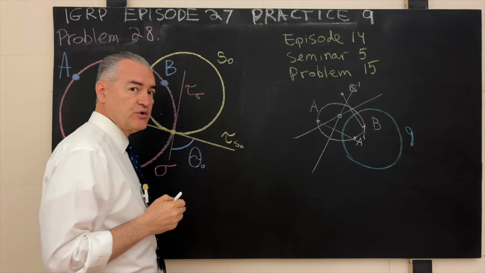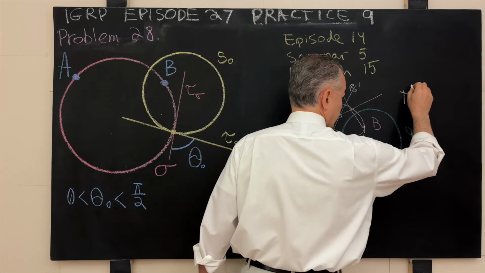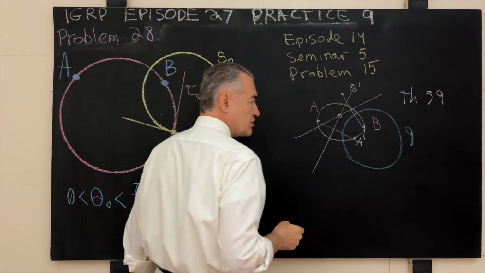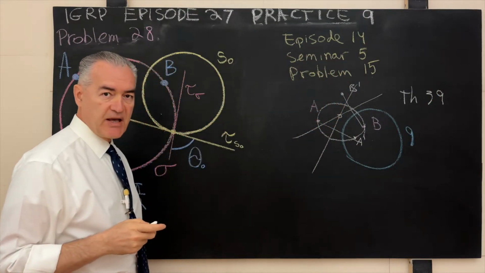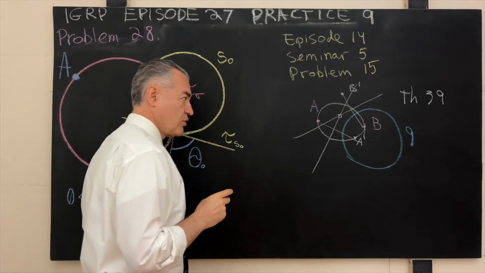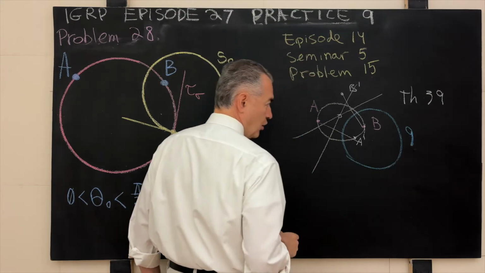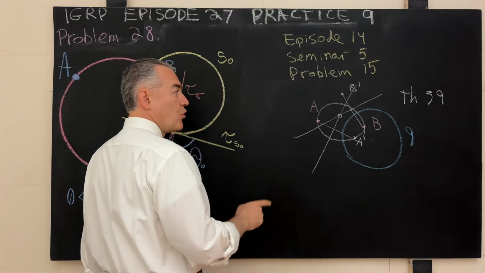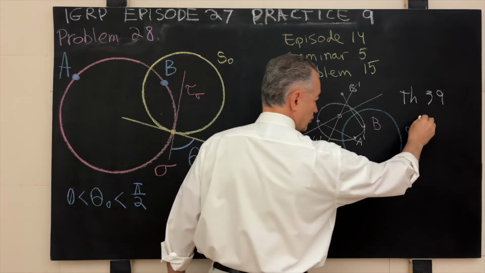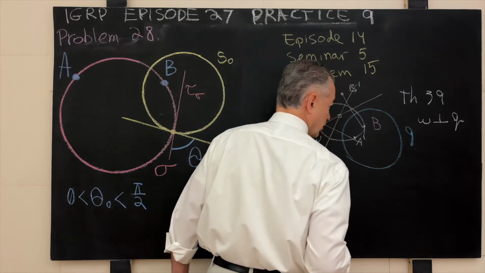And why did we do that? Well, we did that precisely because of theorem number 39, according to which any circle that passes through 2 points that are the inversive images of each other with respect to a certain circle, such as the circle Q, will be what? Will be precisely orthogonal. The circle omega will be orthogonal to the circle Q.